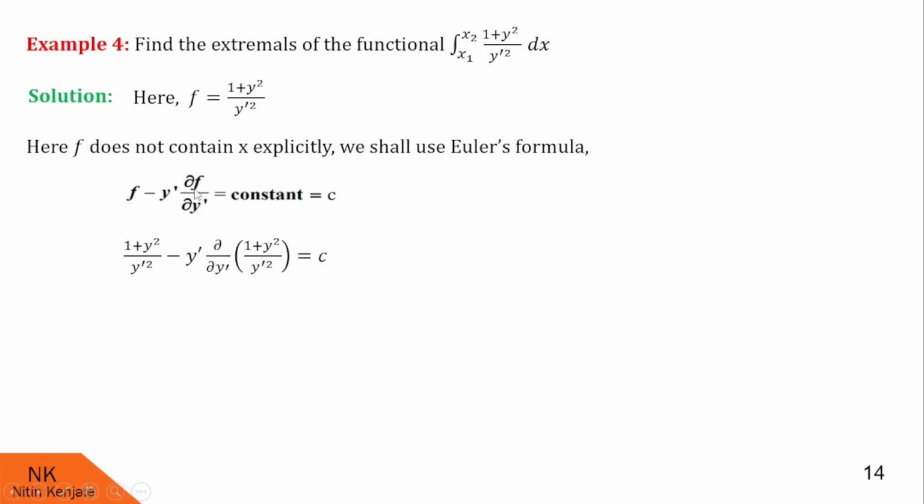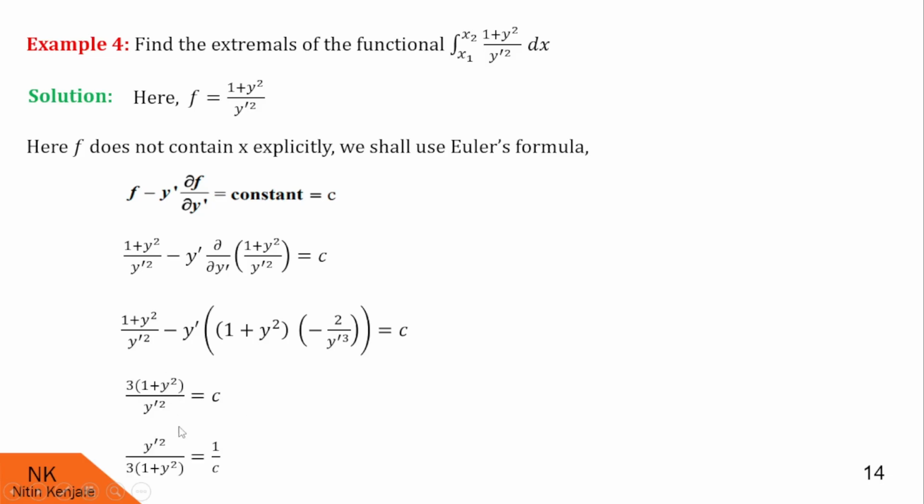Now here we differentiate f with respect to y dash. In the numerator there is no y dash, so 1 plus y square is constant. Now we differentiate 1 by y dash square, which is nothing but minus 2 upon y dash cube. Simplifying this equation, we get 3 times (1 plus y square) upon y dash square is equal to c.